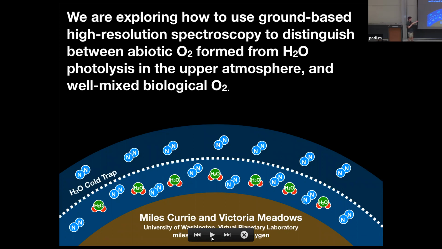So I have this little cartoon down here, and this shows a planet with nitrogen and water in its atmosphere, and the dashed white line represents the water cold trap, and it effectively keeps water in the lower atmosphere. Next slide, please.